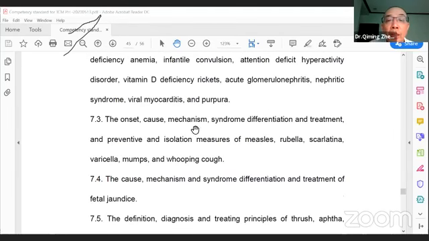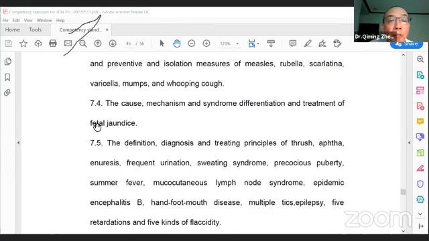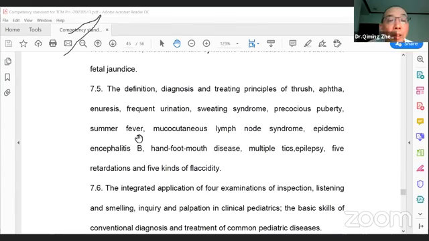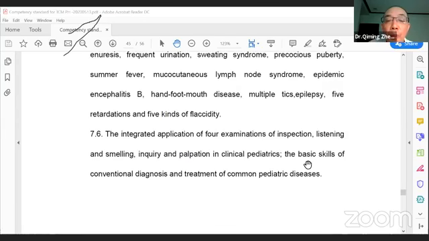The onset, cause, mechanism, syndrome differentiation and treatment, and preventive isolation measures for measles, scarlatina, varicella, mumps, and whooping cough. The cause, mechanism, and syndrome differentiation and treatment of fetal jaundice. The definition, diagnosis, and treating principles. Osteoinosis and all the other common diseases, I don't want to repeat here. The application of the four examinations of inspection for pediatrics, for common pediatric disease.